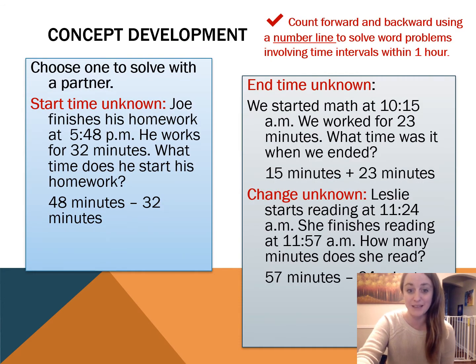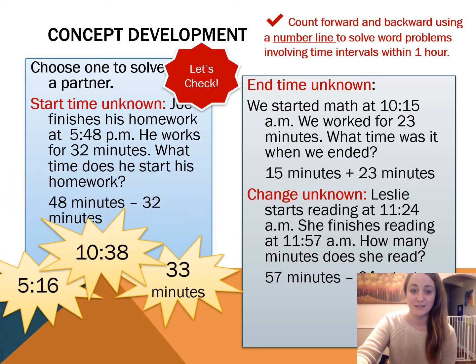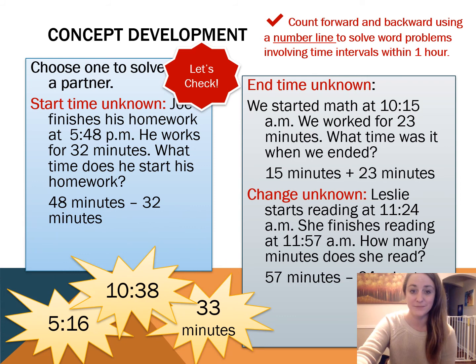Let's look at some examples of these. For a start time unknown, Joe finishes his homework at 5:48 p.m. He works for 32 minutes. What time did he start his homework? I can think 48 minutes minus 32 minutes. Take a moment to solve. That would be 5:16. He would have started at 5:16.